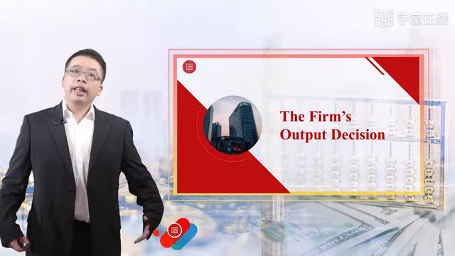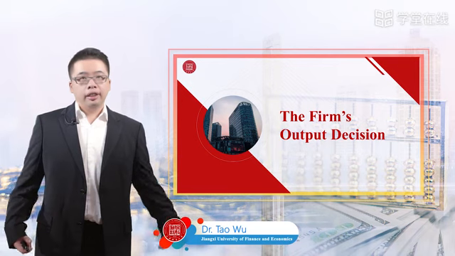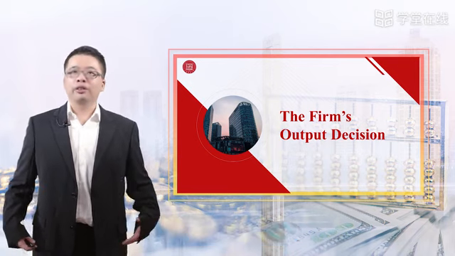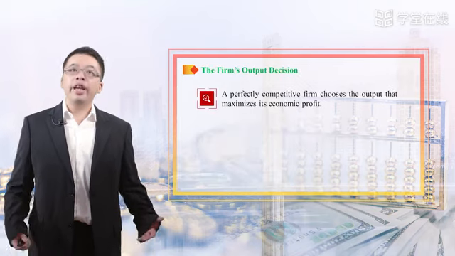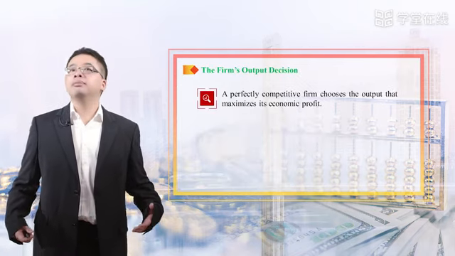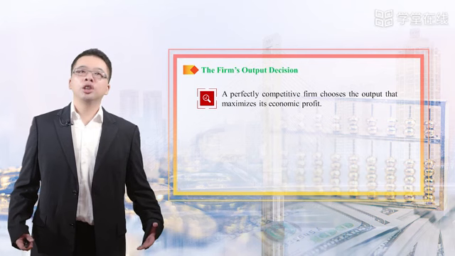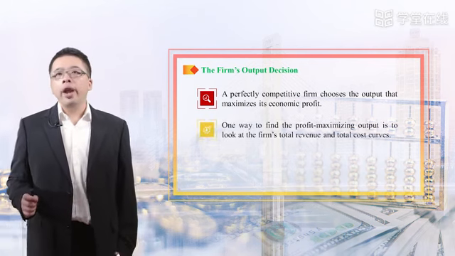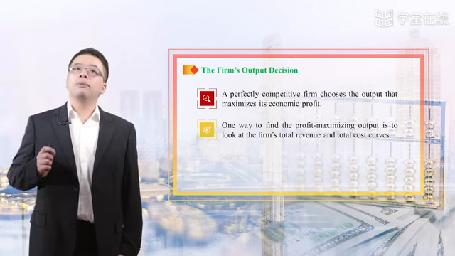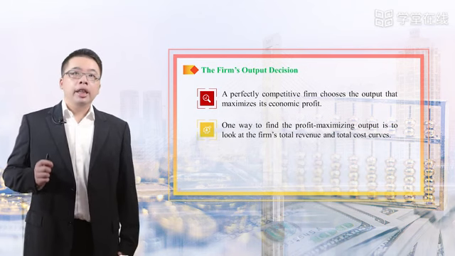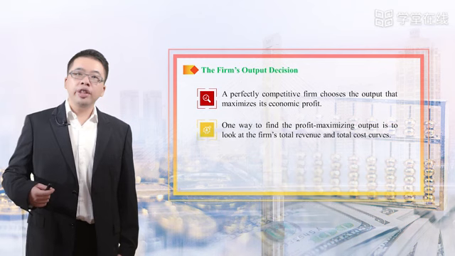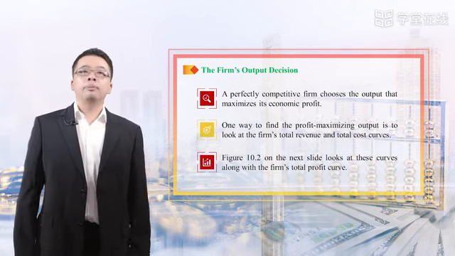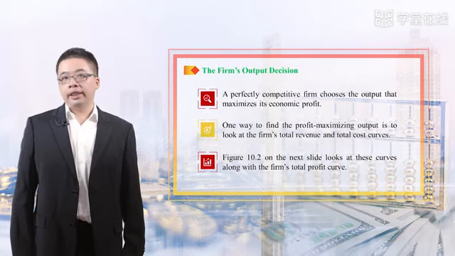Okay, everyone, in this section 10.2, we are going to talk about the firm's output decision. We know that in a perfectly competitive market, a firm chooses the output that maximizes its economic profit. One way to find this maximized profit is to look at the firm's total revenue and total cost curve. So in the next figure 10.2, we are going to show that.